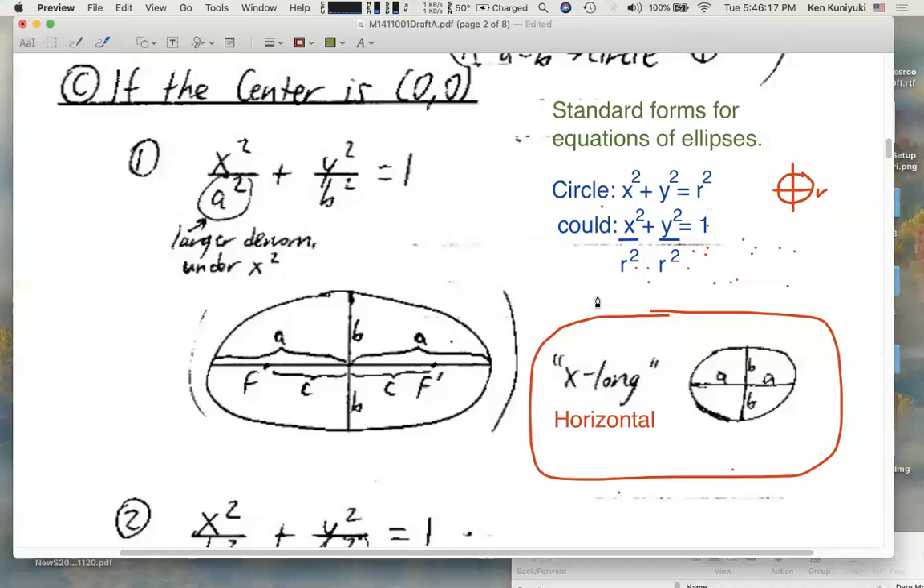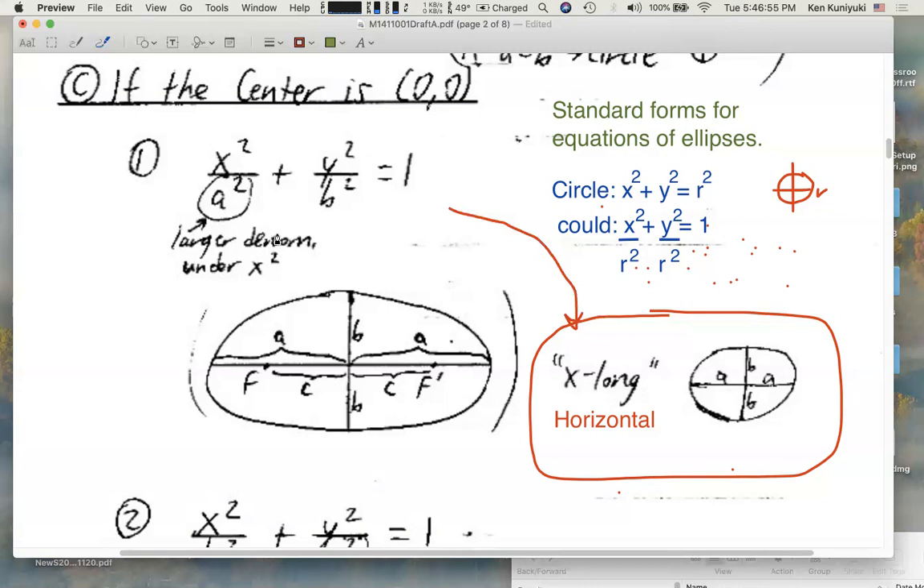But remember that an ellipse does not have a radius, r, so we're going to have two different numbers here. And that's where we get this. This is the standard form for the equation of an ellipse centered at the origin that is horizontal, or x long. X squared over a squared plus y squared over b squared equals 1. Remember, for an ellipse, a is not equal to b. There's no common radius. Now, it's a horizontal ellipse if the larger denominator, the a squared, is under the x squared as opposed to the y squared.